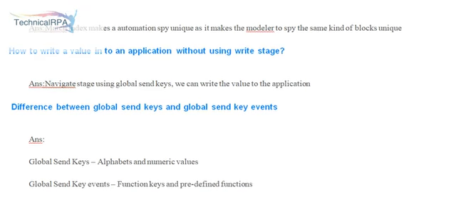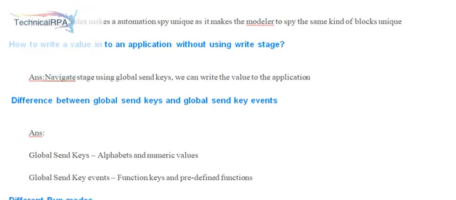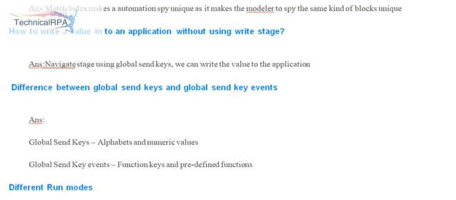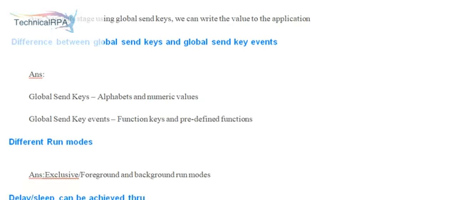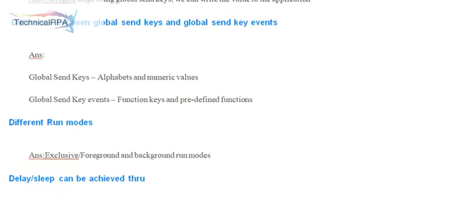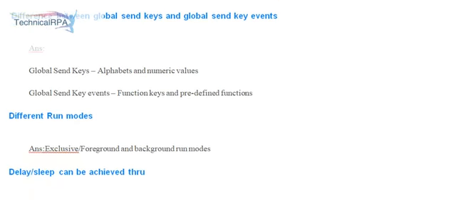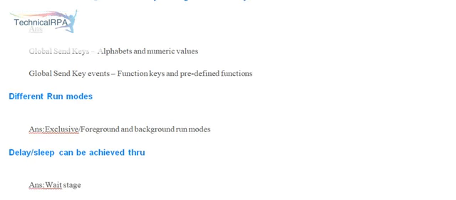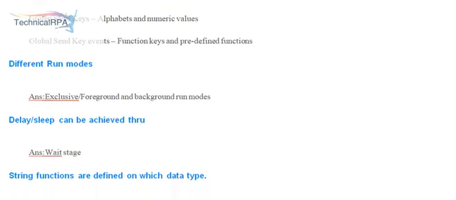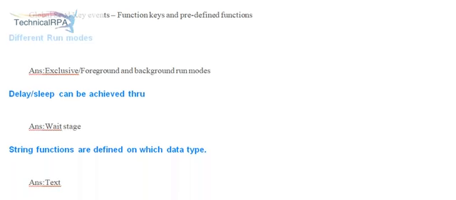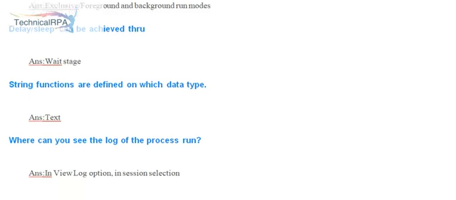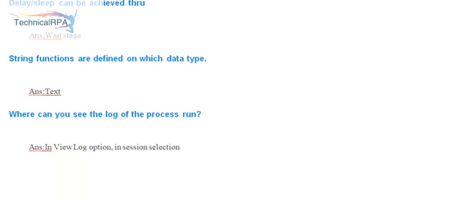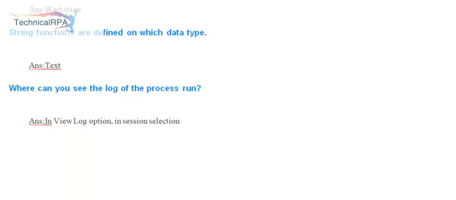How to write a value into an application without using write stage? Navigate stage using global send keys, we can write the value to the application. Difference between global send keys and global send key events. Global send keys: alphabets and numeric values. Global send key events: function keys and predefined functions, different run modes, and exclusive/foreground and background run modes. Delay, sleep can be achieved through wait stage.